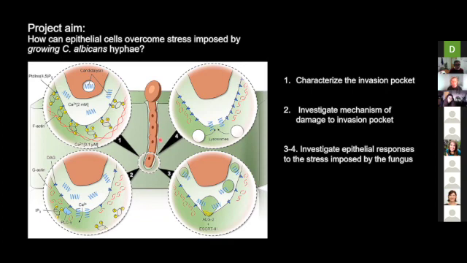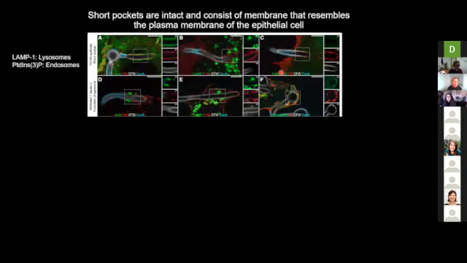And the third thing we want to investigate is what the epithelial cell is doing to reduce the stress and to overcome these stress responses. So hopefully by the end of the talk, we will know quite a lot about this mechanism. So we start here with number one. We want to characterize the invasion pocket.